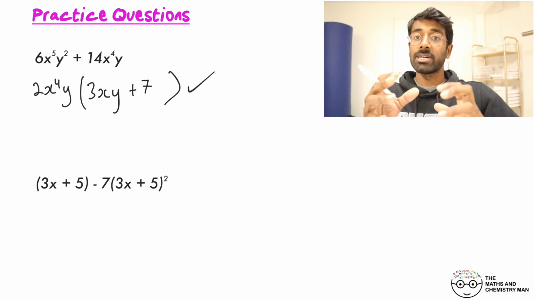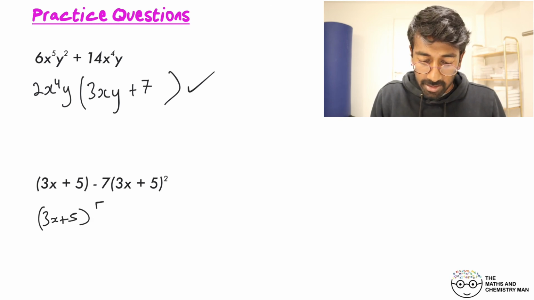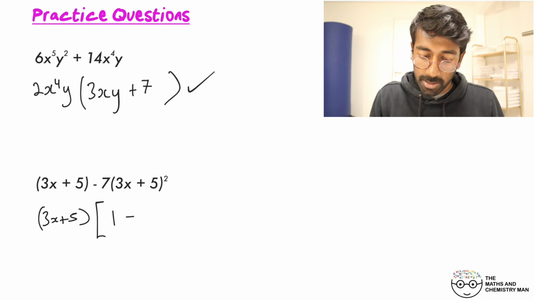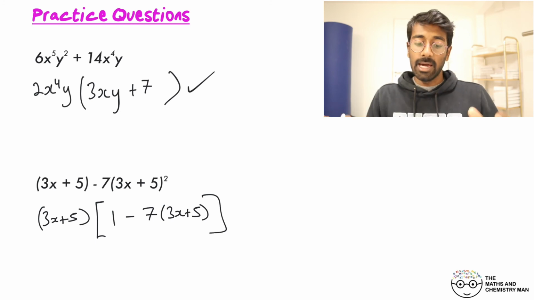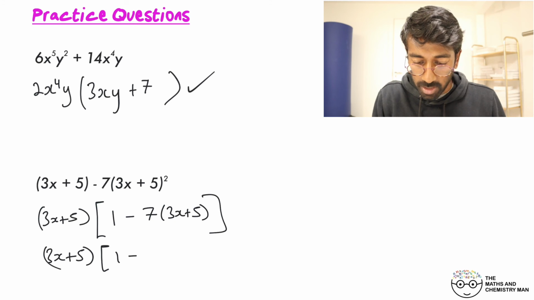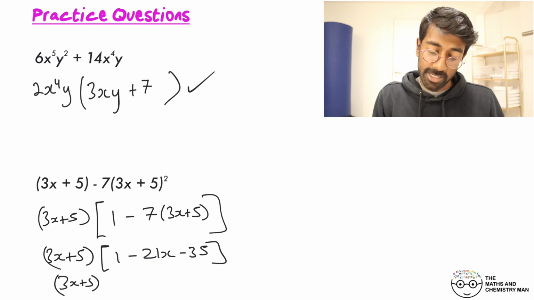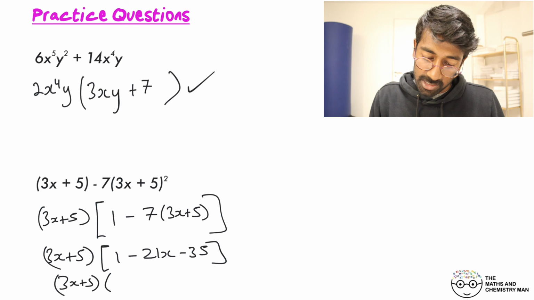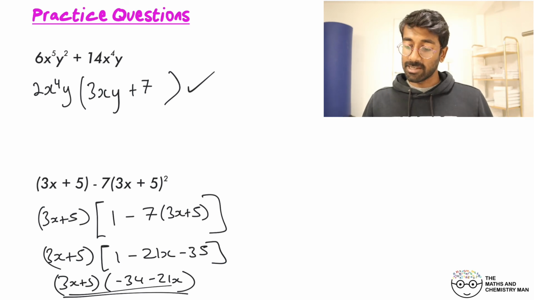And the next one, we're going to factorize the whole bracket out. So we'll have 3x plus 5, and then open a big square bracket, 1 minus 7, 3x plus 5, close that bracket off there, and then maybe you can just expand that out, just simplify it a little bit, so 1 minus 21x minus 35. And then if we neaten that up one more time, we'll have 3x plus 5, and then what have we got here? 1 minus 35, so we've got minus 34 minus 21x. There we go. Done. And we can leave it like that.